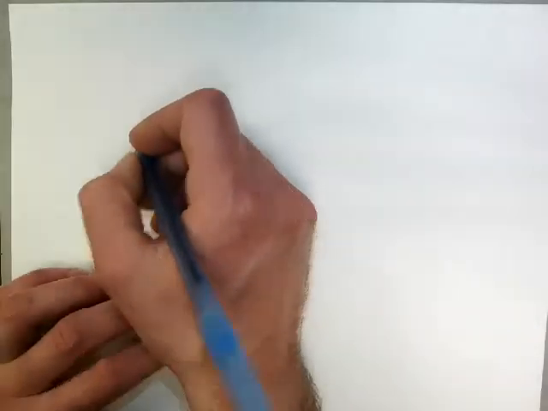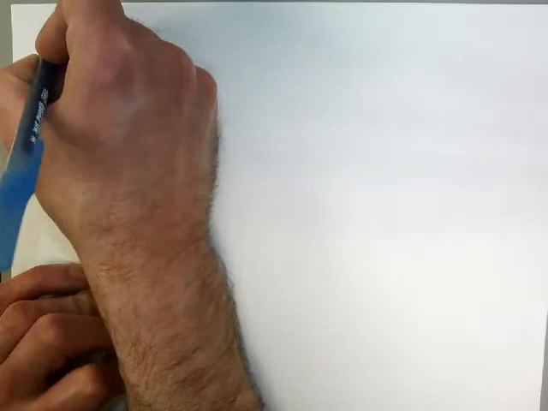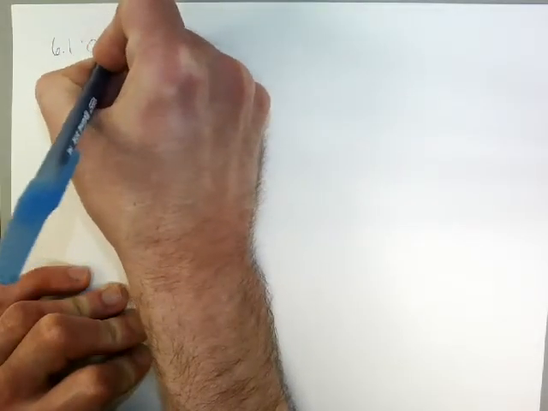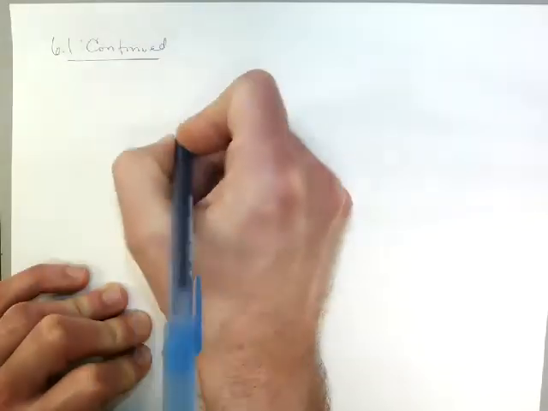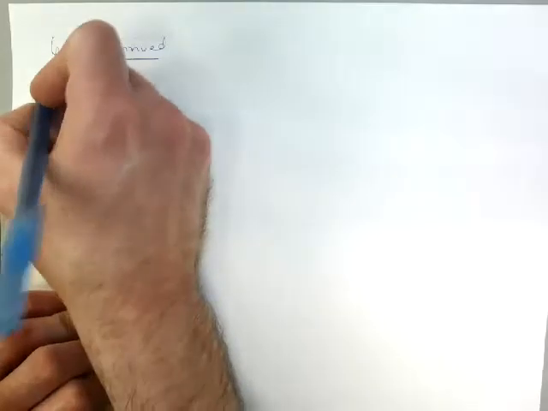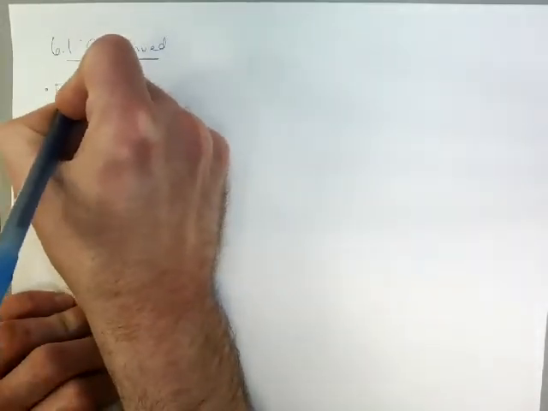All right, so I'm going to pick up in the middle of 6.1 where we left off in the last lecture. So we had done factoring of the GCF from a polynomial. This is going to be factoring by grouping.